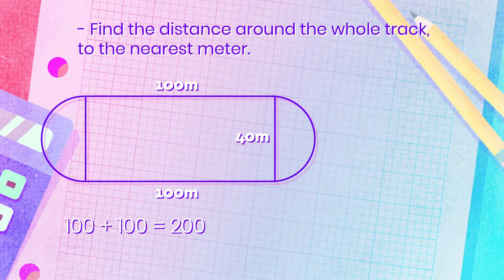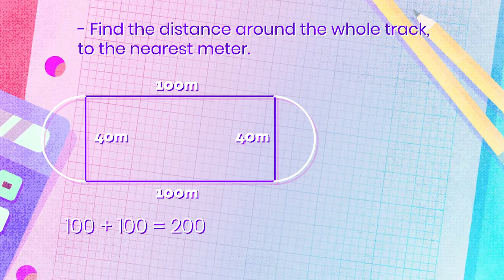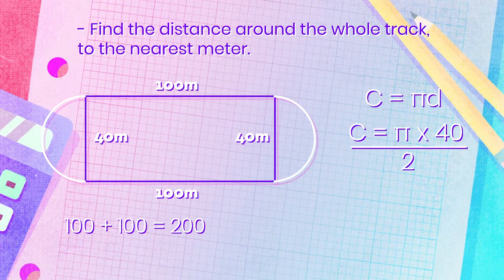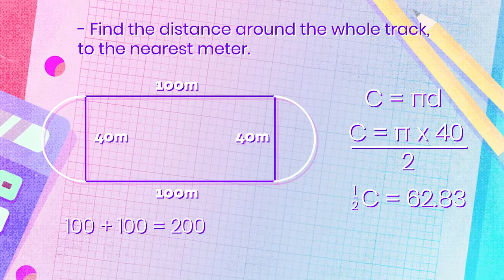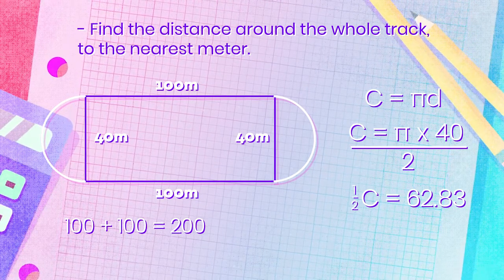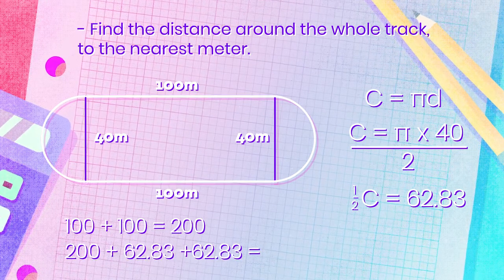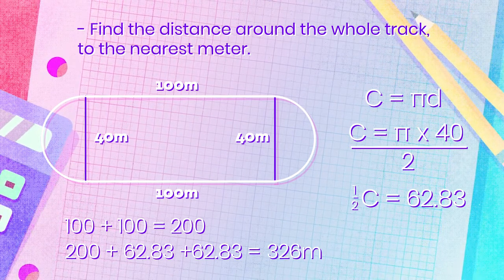At the ends, we have 2 semicircles. The diameter of each semicircle is the same as the width of the field. So the perimeter of each semicircle can be calculated as 40 times pi divided by 2, which is 62.83 meters. And since we need to include both when going all around the track, the total perimeter of the track is 200 plus 62.83 plus another 62.83, or 326 meters. Always be careful to read the question in detail and answer the question properly.